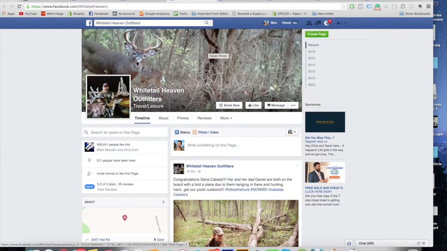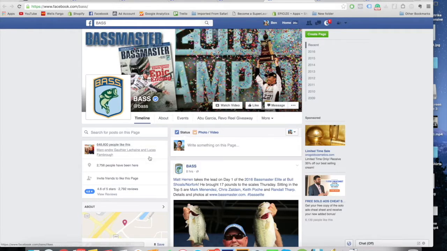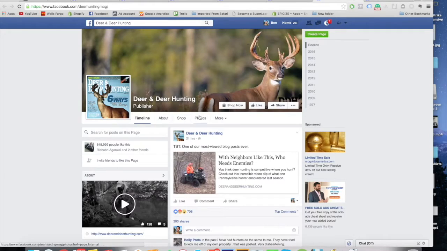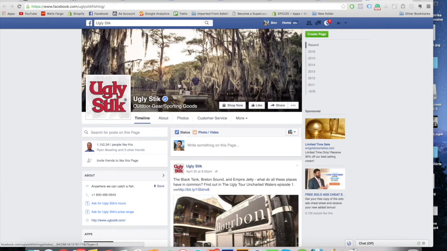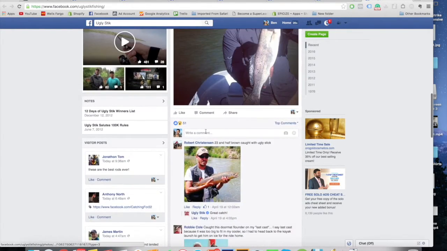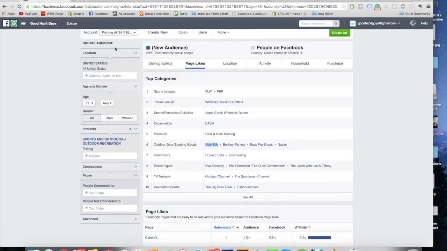I'll agree on that. But we don't want to just target people that are in hunting in general. We want to target people that are really into fishing. So this shows us that people that are into fishing aren't really strong specifically into fishing. Apple Creek, hunting and fishing. Okay, we're getting closer. Bassmaster. Okay, this is related to fishing. Deer and deer hunting again. Ugly Stick. Oh yeah, I think I know this one. I think it's hunting. Yeah, this is a hunting and fishing store, if I'm not mistaken. I love trucks. Okay, bow hunting.